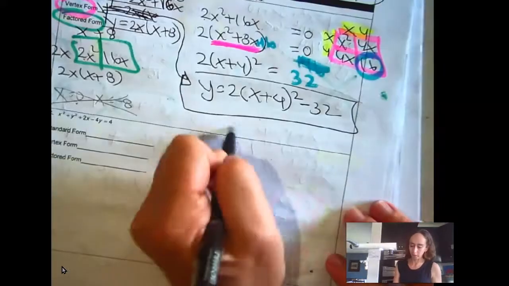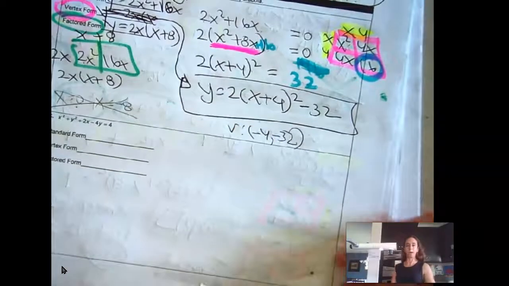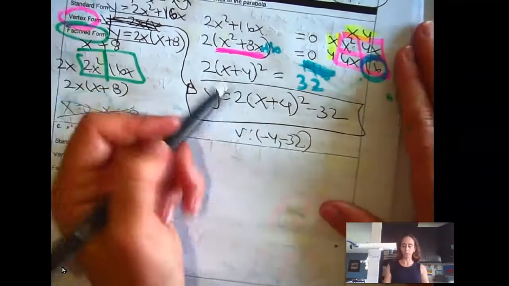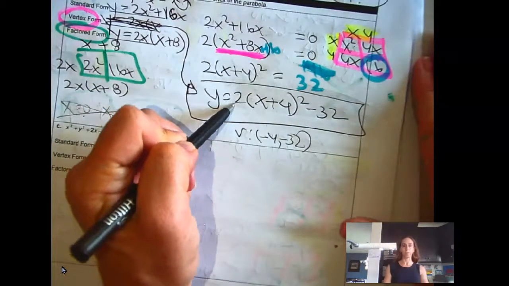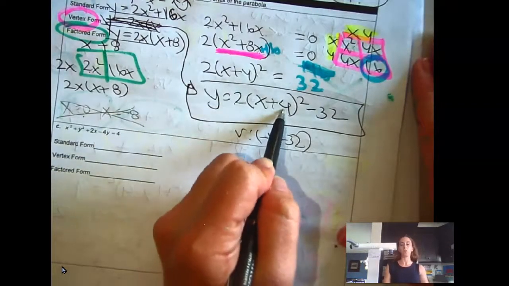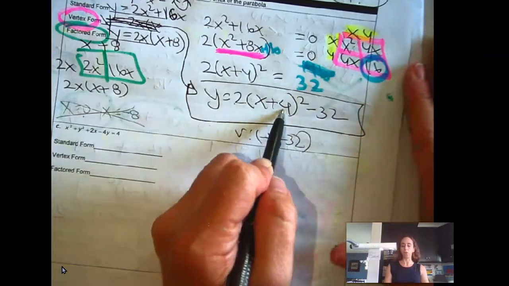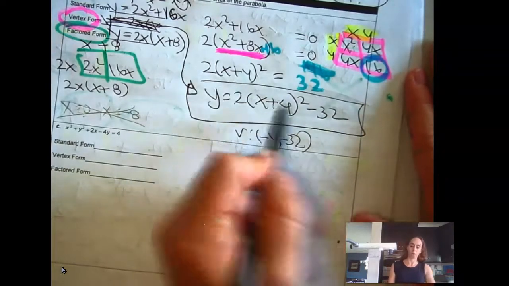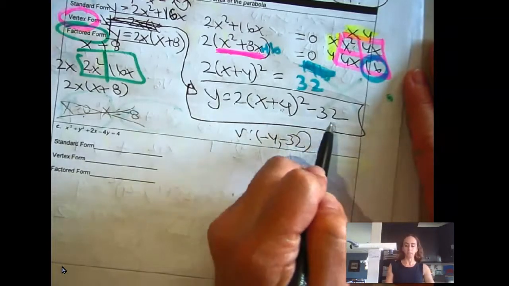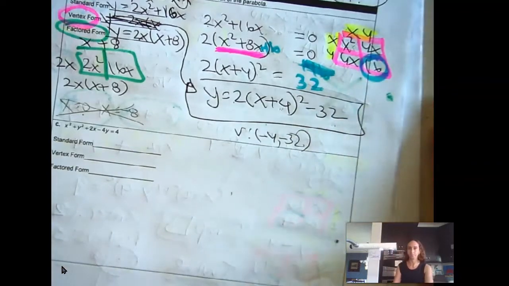So what would be the vertex on this? Negative 4, negative 32. Good. How many transformations are there? 3. What is this one? Vertical stretch by a factor of 2. What is this one? Horizontal translation, because it's being added or subtracted, not a straight shooter, left 4. Vertical translation, because it's being subtracted, down 32, or 32 down. Okay?